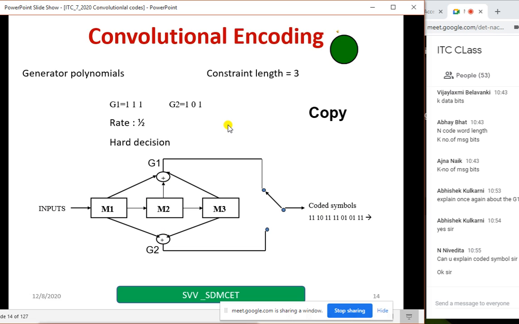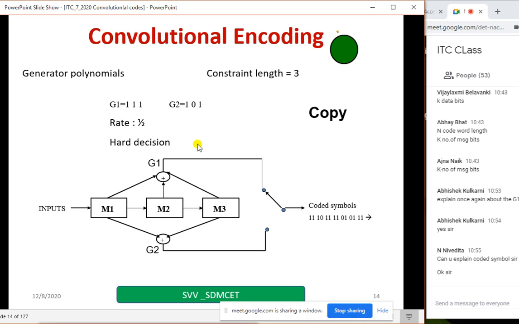Anybody else? I have not completed the encoder. Don't think that I have completed the encoder and you are supposed to ask questions. No, I have not even started. These doubts will be there, sure, no doubt. I can understand.